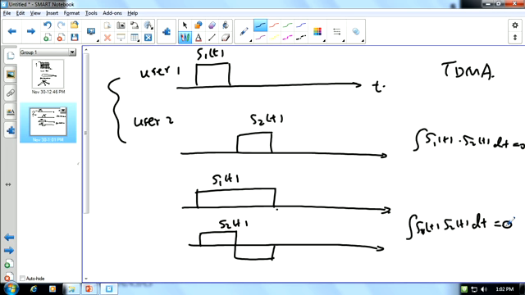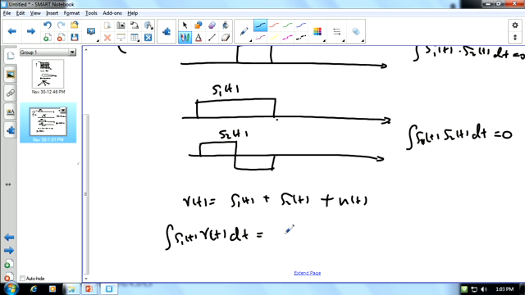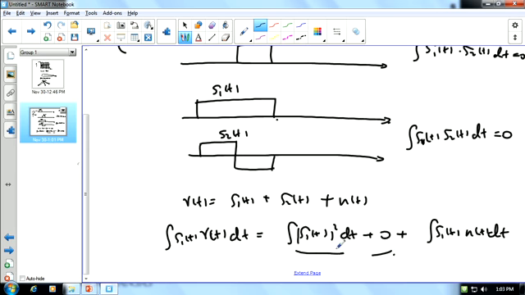Because what we observe is S1(t) plus S2(t), and of course, add noise. What we do at the receiver, in order to get S1(t), is simply compute the integral of S1(t) times r(t) dt. In that case, you are going to get the integral of S1(t) squared dt, plus 0, plus S1(t) times noise. The noise is always there, but the signal from the second user is gone. What remains is just the energy of the first user, and in that case, we can detect.